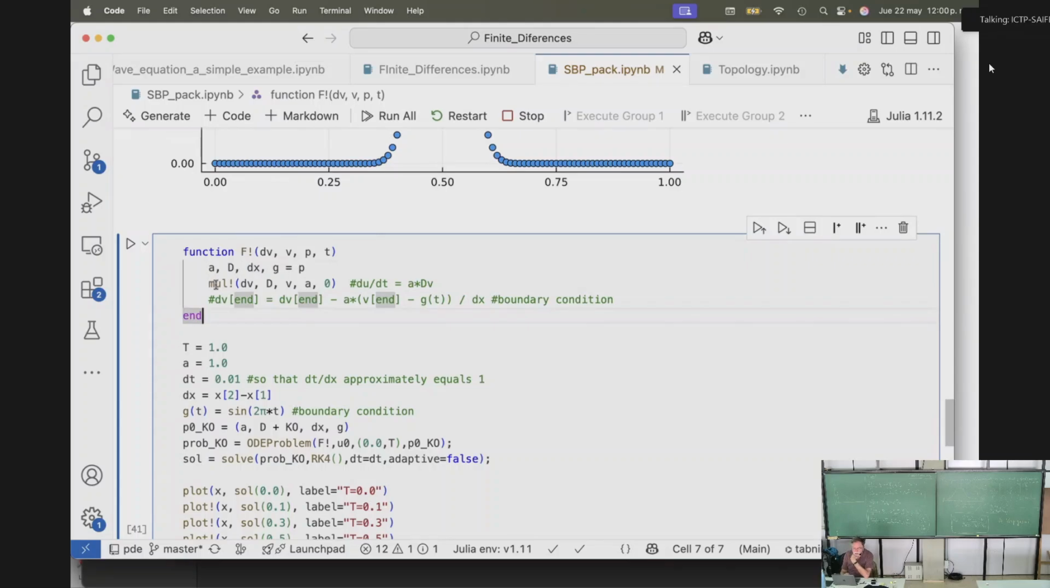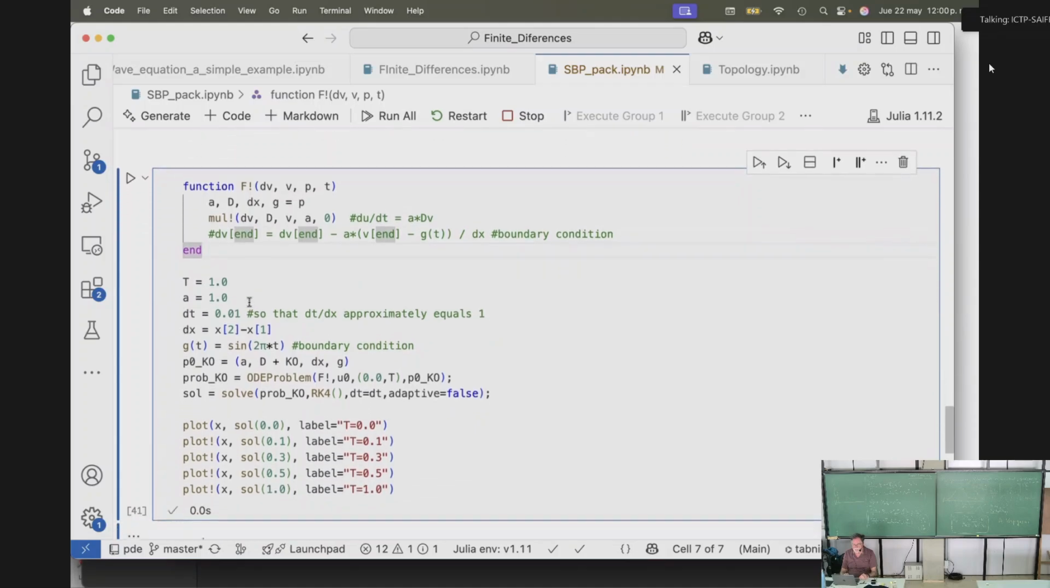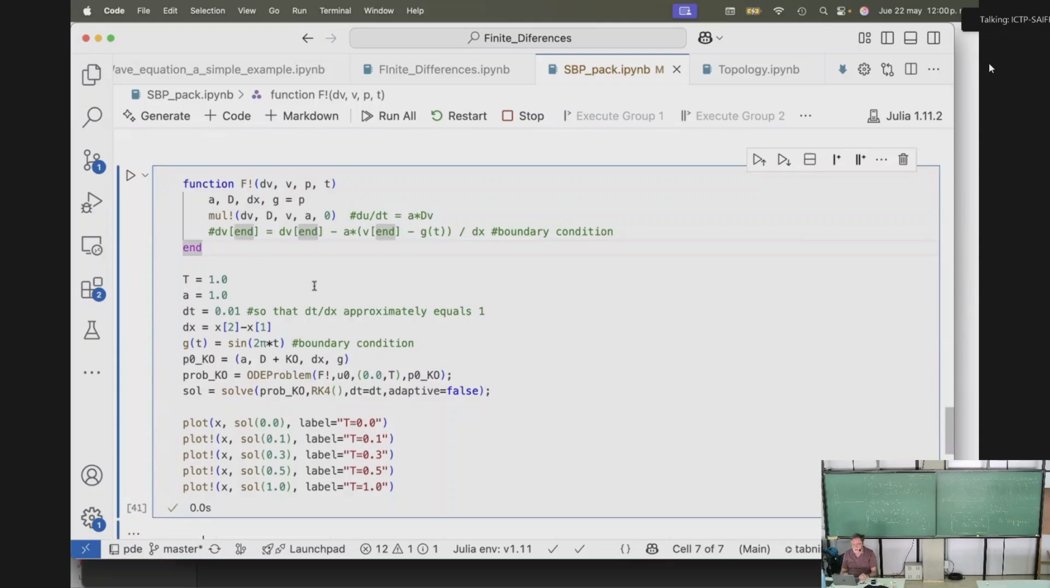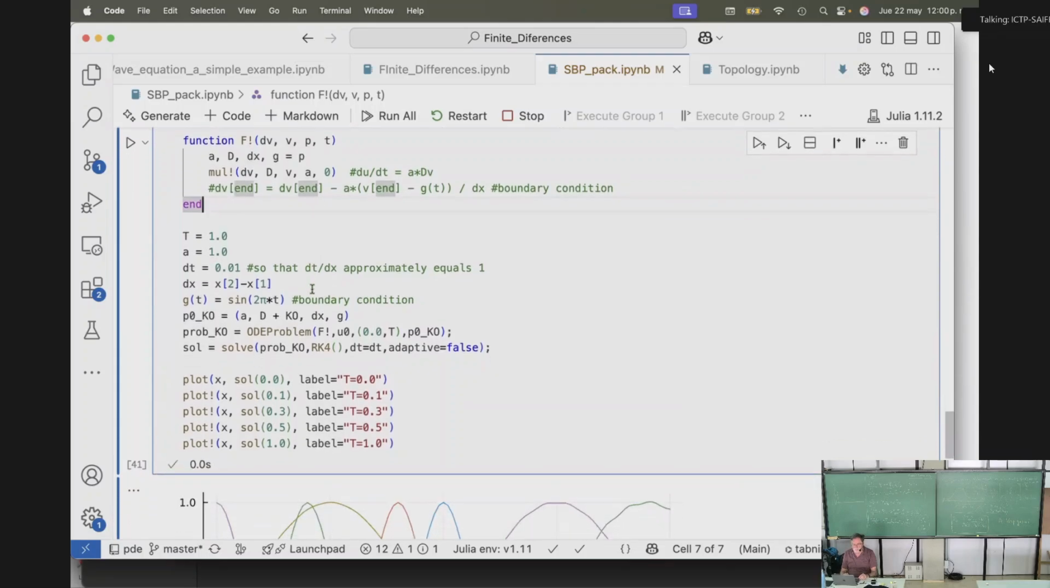So first we just use the same function as before, and we comment this line because we are going to do it later. This is how you put the boundary condition. So we evolve up to t equal to 1 with a equal to 1. We take the dt. Here we define the dx. We put the boundary condition here, but we are not going to use it at the moment.